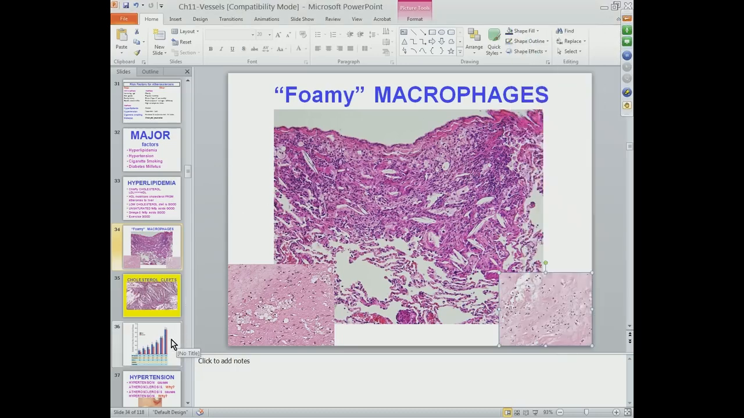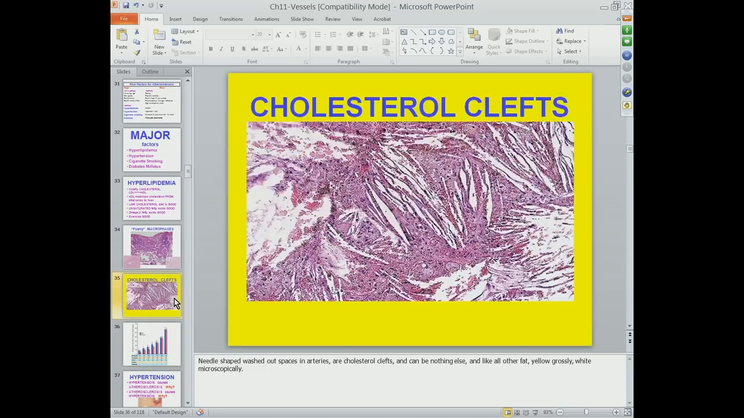Here are our risk factors. Whoops, I'm sorry. Here's some more cholesterol clefts, a blowup. There's nothing else in the body that looks like this.